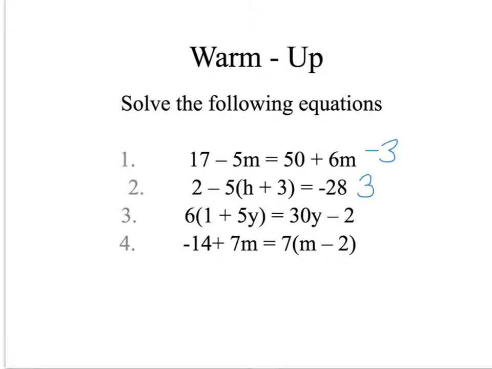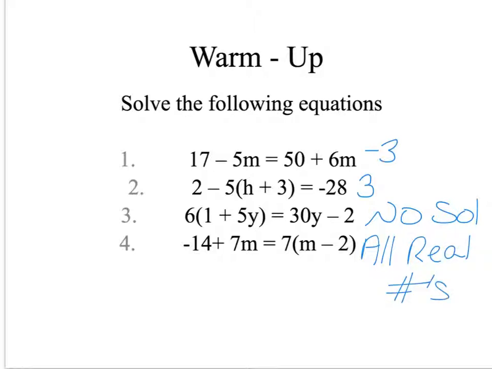Second problem is +3. Third actually works out to be no solution. You should have ended up getting 6 equaling -2, which is not true, so it's no solution. And the last one is all real numbers. You should have gotten your variables to cancel and -14 equaling -14. Because the two numbers are equal, we go with all real numbers.